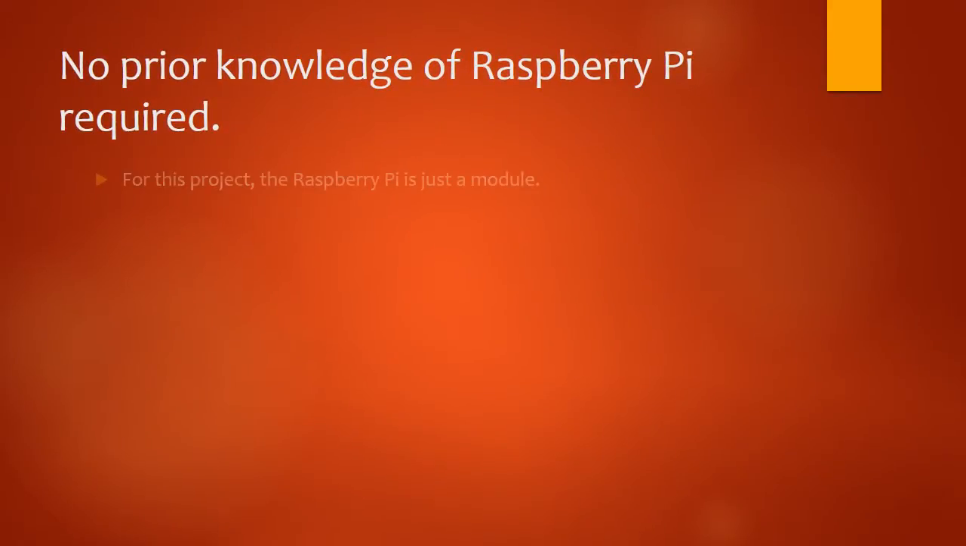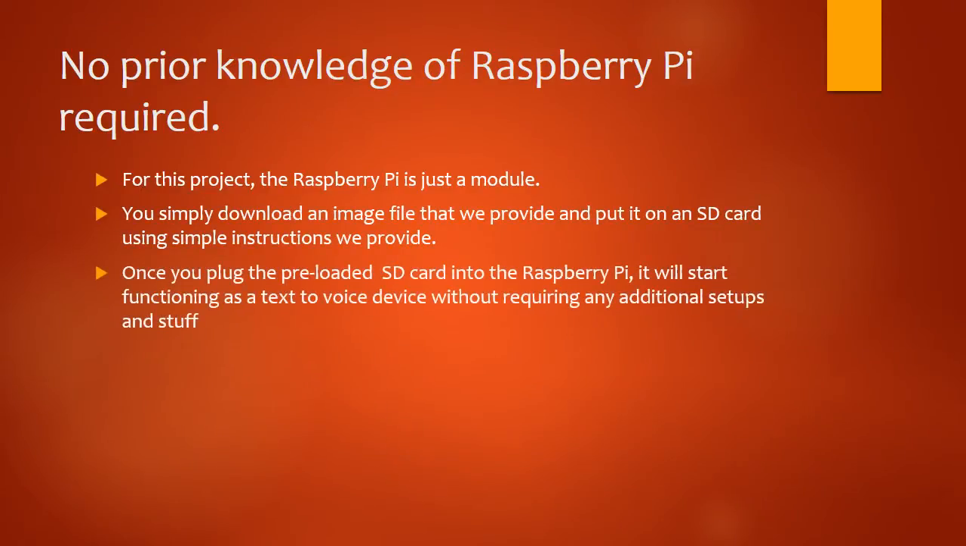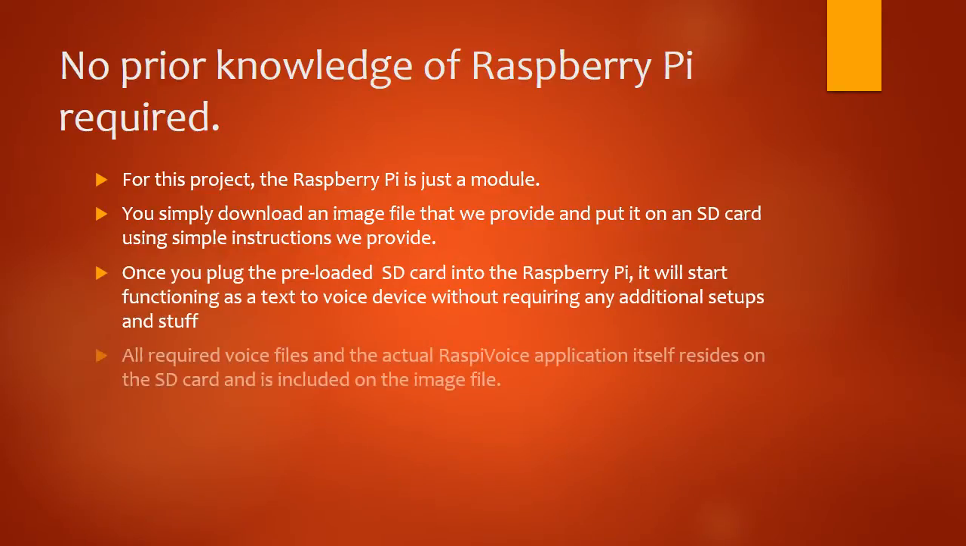The cool thing is that you don't really need to know anything about the Raspberry Pi in order to build this. It is as simple as downloading an image file that I will provide, put that on an 8 gigabyte card and put the card into your Raspberry Pi. Also put the RaspiVoice shield on the I/O port of a Raspberry Pi and voila, you're done.